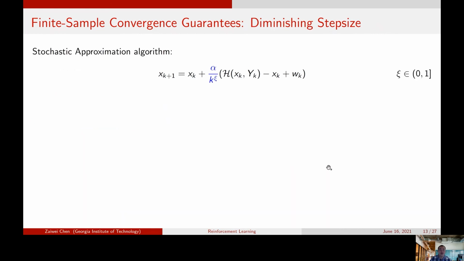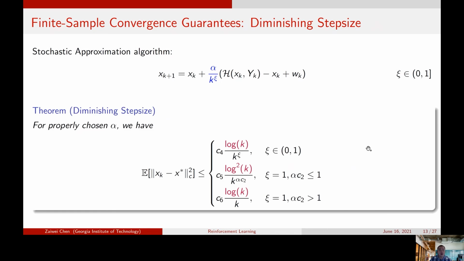We next present the result for using diminishing step size of the form alpha divided by k to the power psi, where psi is some constant between 0 and 1. If we use this step size, we have the following finite sample bound here. So this bound is analogous to the bound we learned earlier in part 1. So when psi is between 0 and 1, the convergence rate is roughly 1 over k to the power psi.